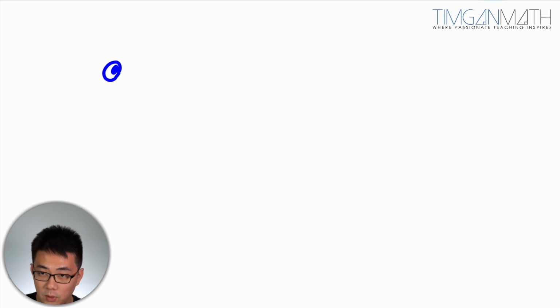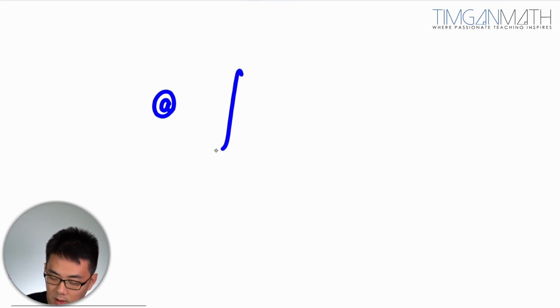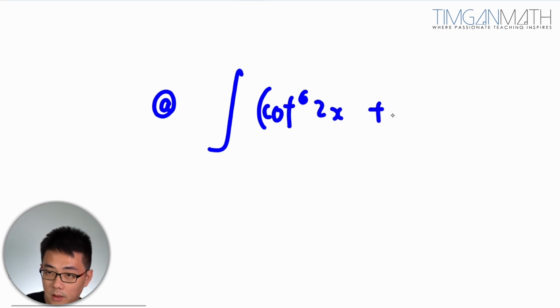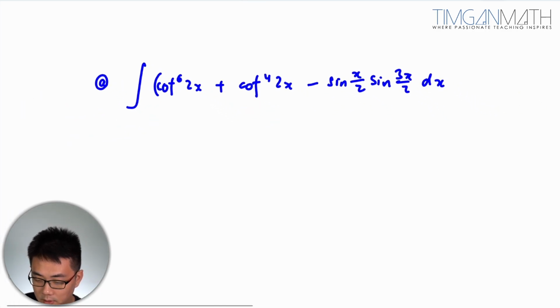In this case here, we're told to find the integration of cot to the power of 6 2x plus cot to the power of 4 2x, minus sine x over 2 sine 3x over 2 dx. So in this case here, what I will suggest is, you see that these are cot 4 and cot to the power of 6.